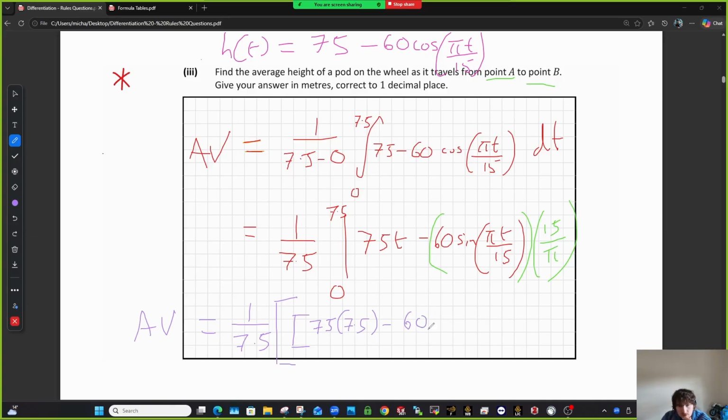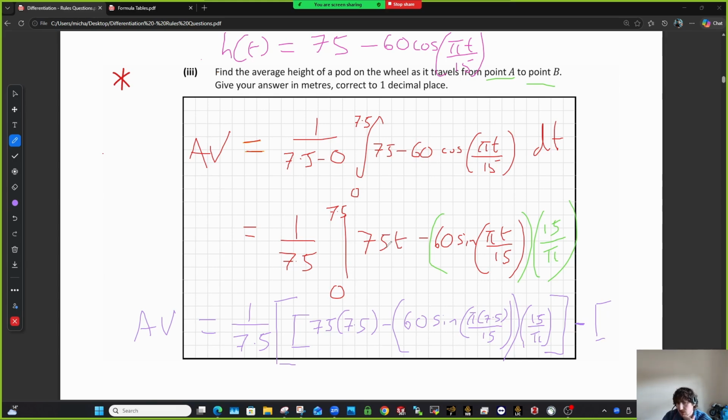I can just write 60 sign. Pi times 7, because the examiner wants to see you subbing in, so you do need to have all this. And then big bracket around that times 15 over pi. Close that up. So that's the first square bracket inside the big square bracket. And then we got to take away from this another square bracket when we put the lower limit in.